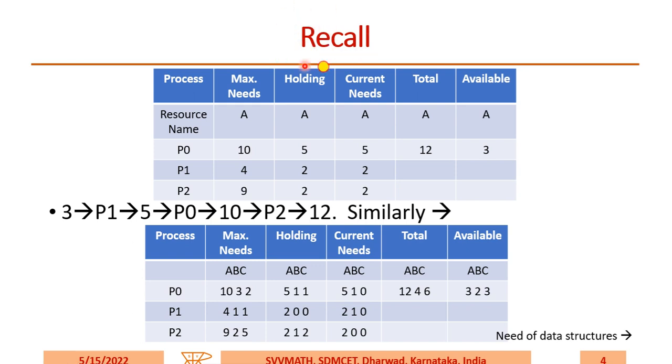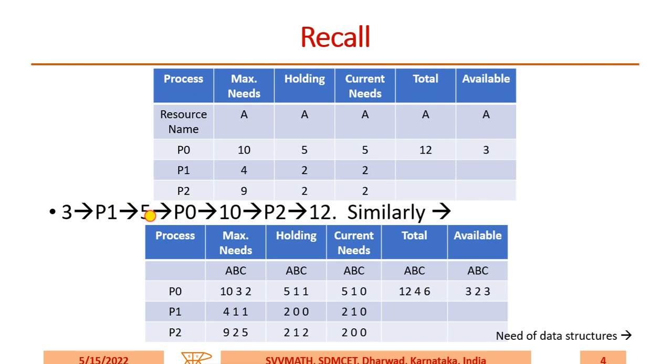Recall what we have discussed, how to write the safe sequence. I have 3 available resources. I have considered only one resource, named A, resource type A. Available is presently 3. The requirement of P1 is 2. Currently holding 2, maximum it needs 2. I can give it to P1, so it will give back the 2. And presently available are 3, so totally it will become 3 plus 2, 5.